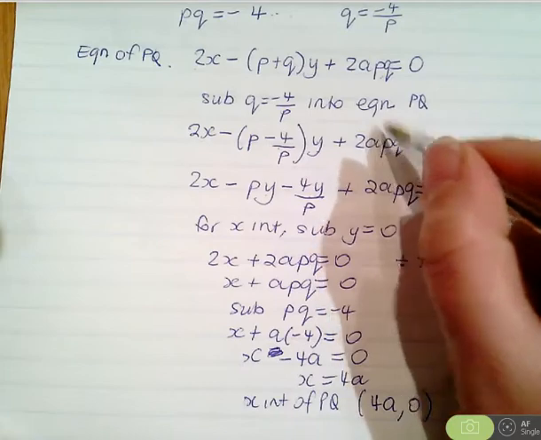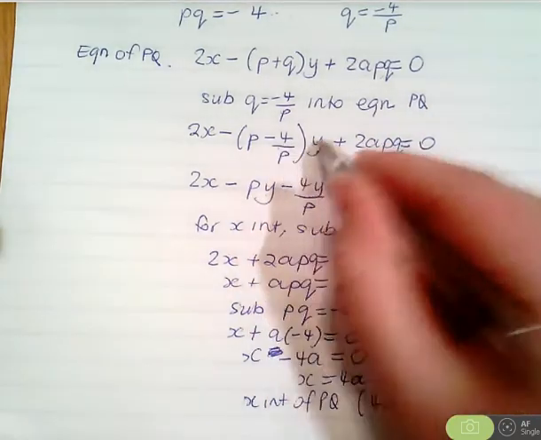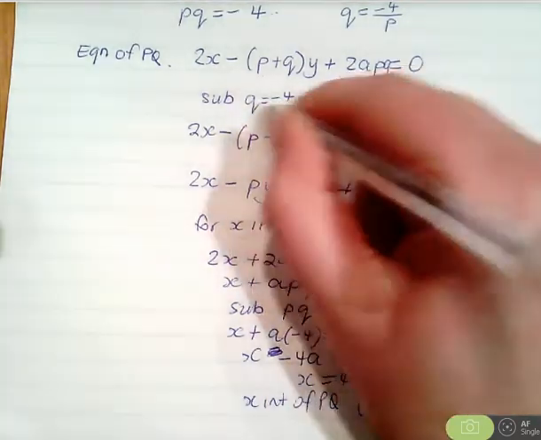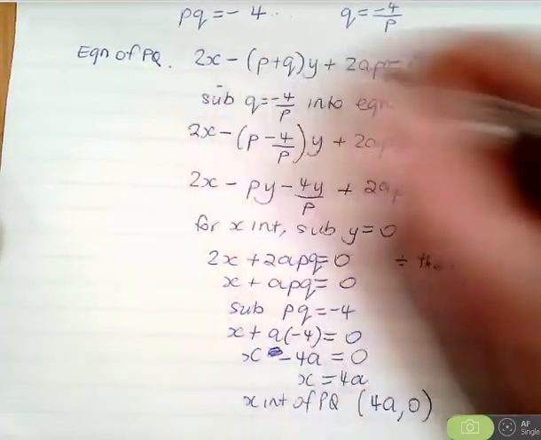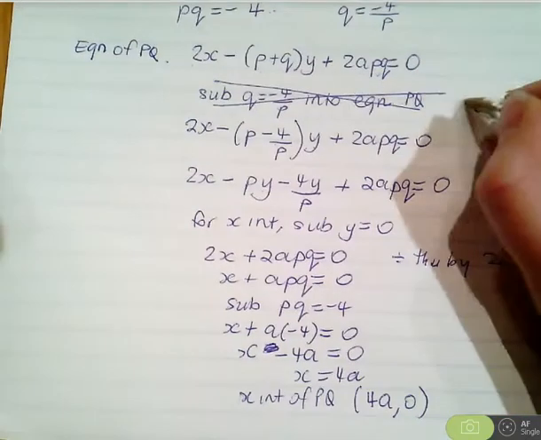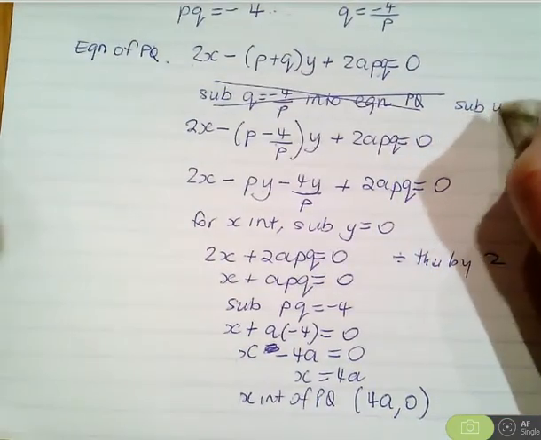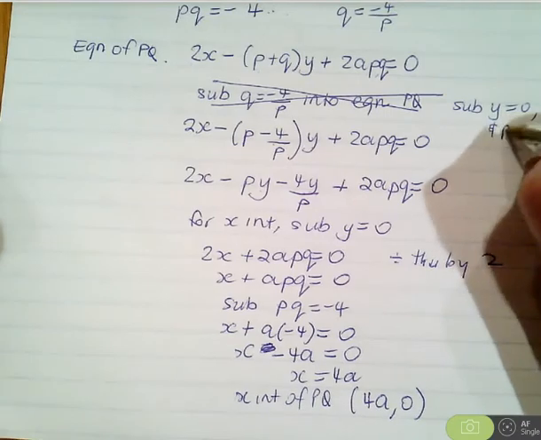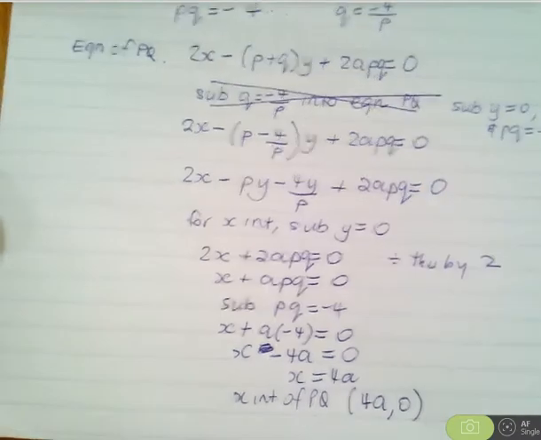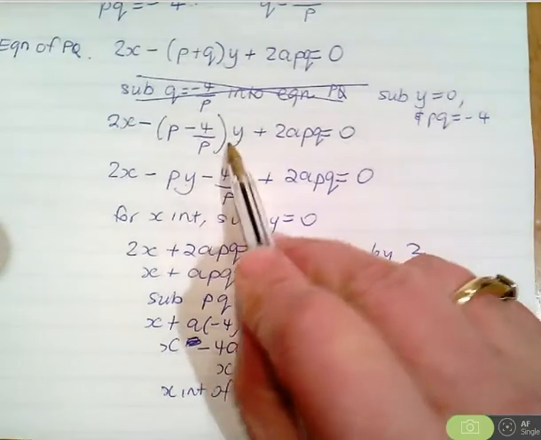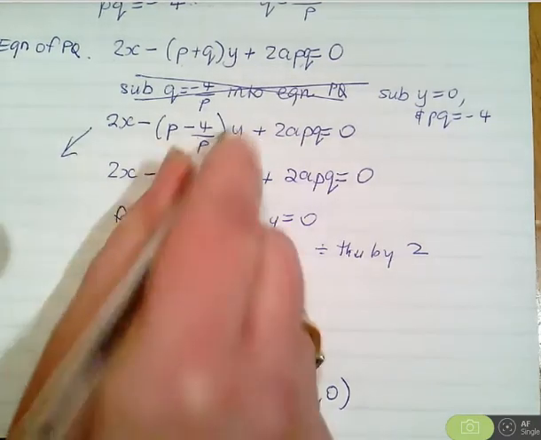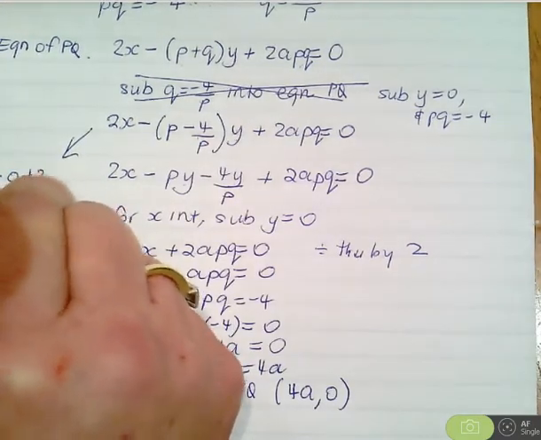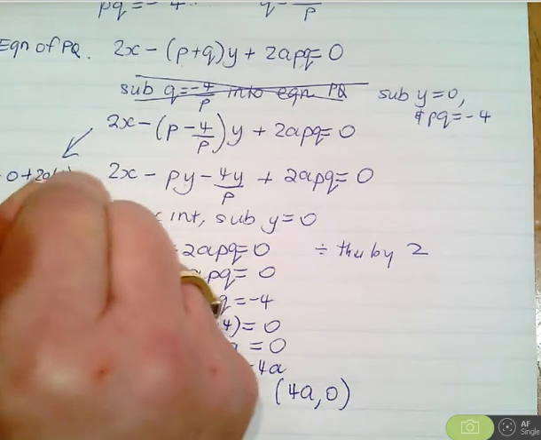So what we really need to do back here, we don't need to do this, okay? You can if you want, but you don't need to. All we needed to do was substitute y equals 0 and PQ equals -4 straight away into this equation here, okay? And if we did that straight away, we would have got 2x minus, this would have been 0, plus 2a times -4 is 0.